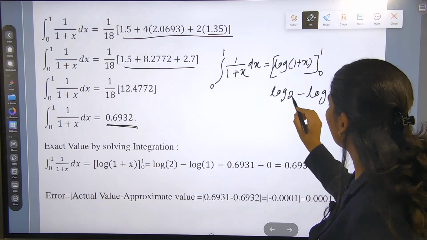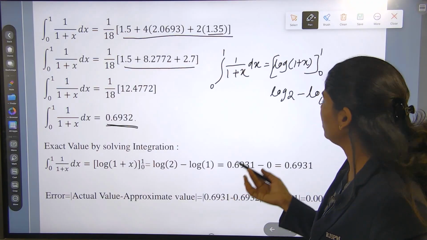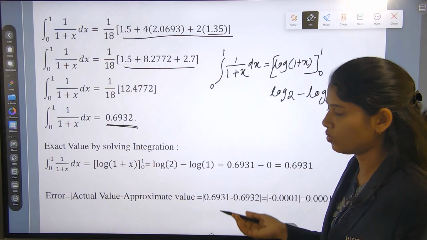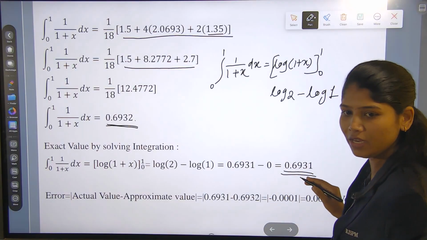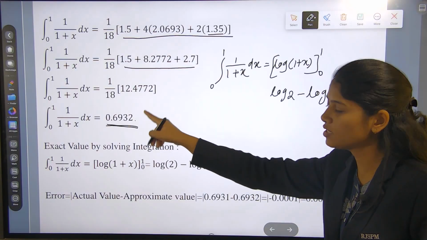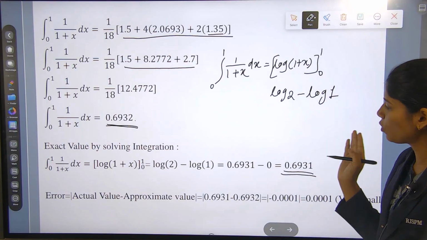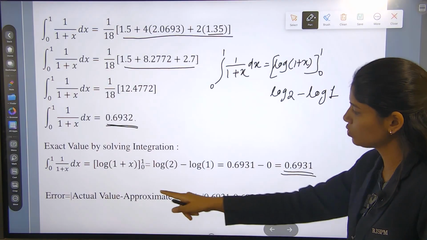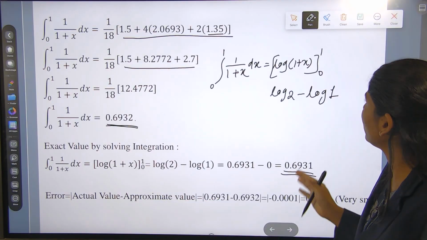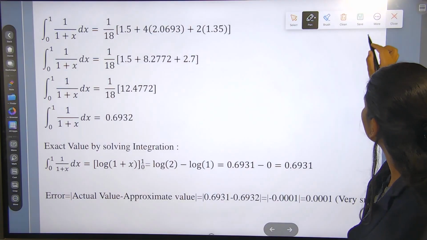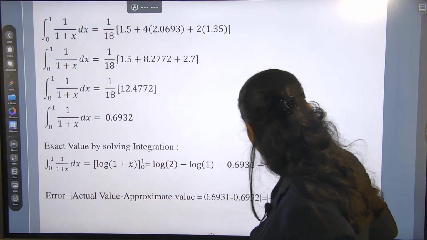The value of log of 2 is 0.6931 and the value of log of 1 is 0. So we get here the answer 0.6931. 0.693. They are approximately equals. Okay. So error is very small, 0.0001. We will see next example.